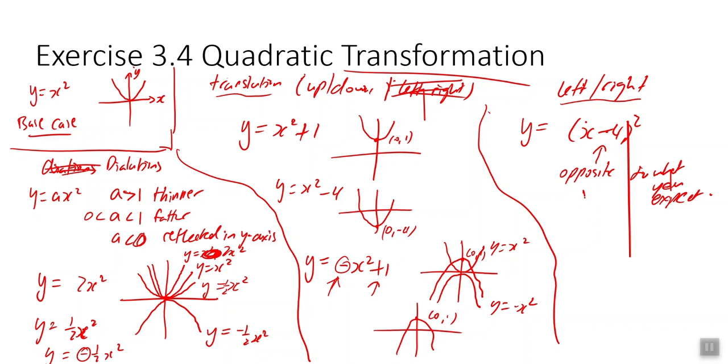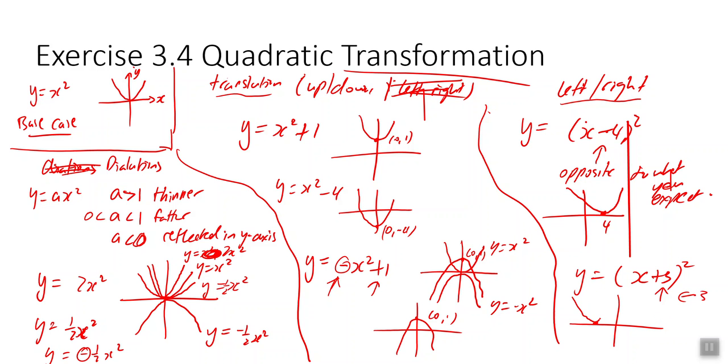So what's happening here is that we're expecting it to go -4 to the left, and in fact it's going 4 to the right, positive 4 to the right. So what this does to the graph is that it moves it 4 to the right. Similarly, if I had (x + 3) squared, then what that does is that it moves it 3 to the left, because that's opposite to what you expect. So it looks something like that.